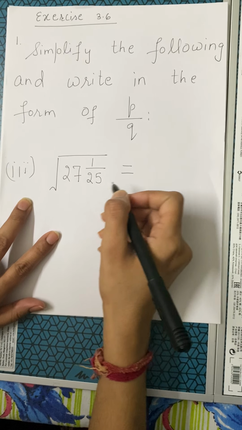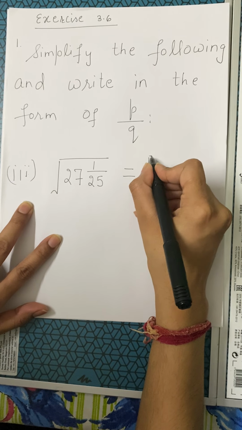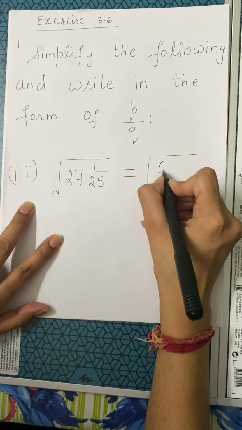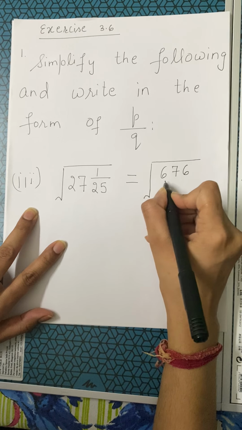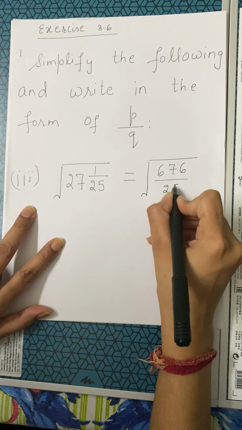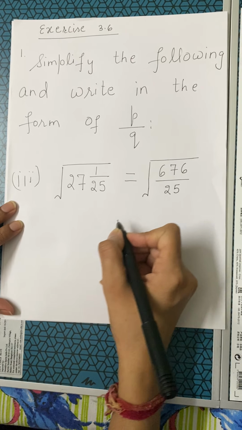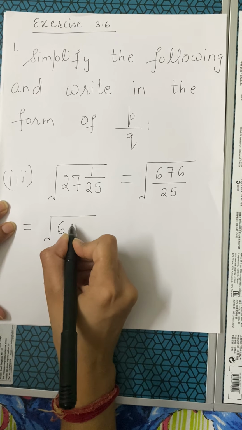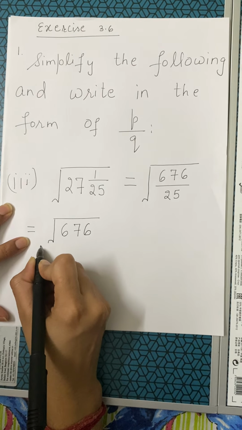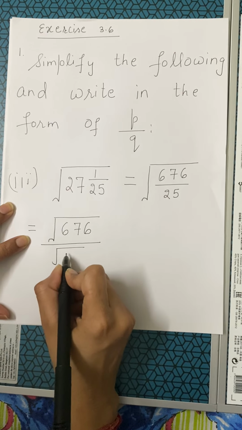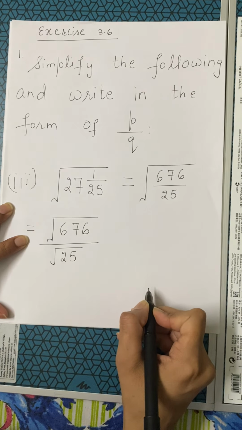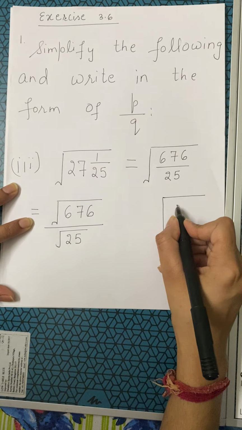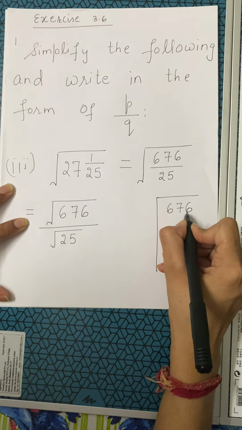So first of all, we will write it in the form of fraction, and that will come out to be 676 upon 25. Okay, now here when we simplify, we will find square root of numerator separately and square root of denominator separately. If you start finding the square root of numerator, that is square root of 676.